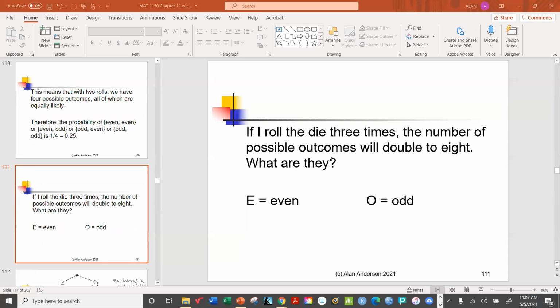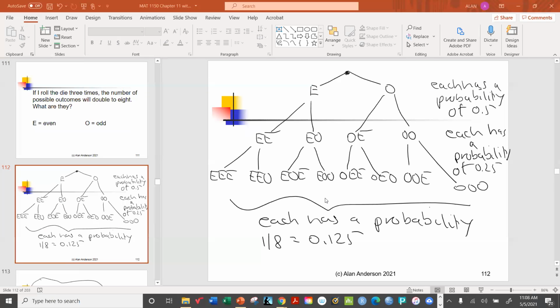Now, by the way, just as an aside here, the number of times that I roll the die will determine how many possible outcomes there are in a very specific way. It turns out that every time I roll the die, the number of possible outcomes will double. So here's a little diagram that you can use to help yourself keep track of how many outcomes are possible when you roll the die twice.